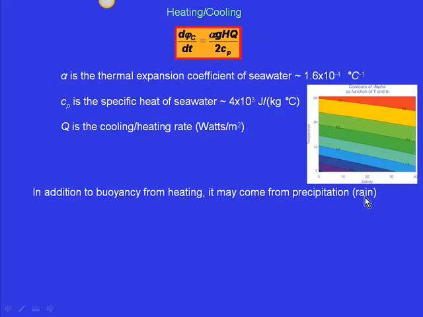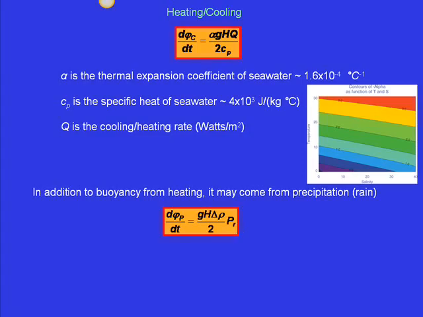We can have an expression for changes of stratification produced by rain. And that's given by this expression. G is gravity, H is depth. Delta rho is the density difference between the fresh water and the ocean water. Pi is the precipitation rate divided by 2.